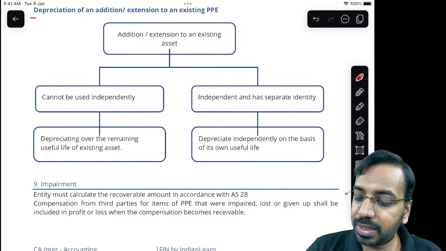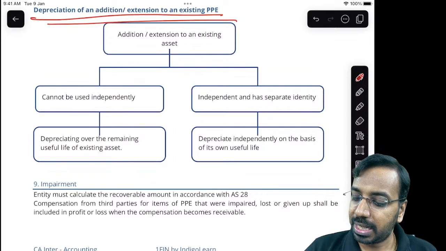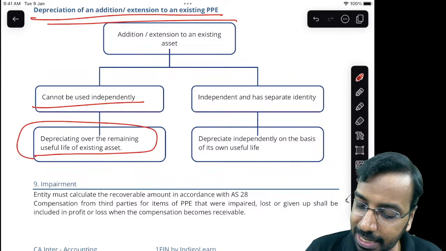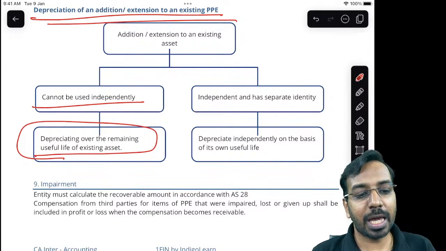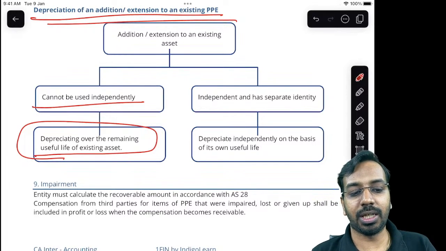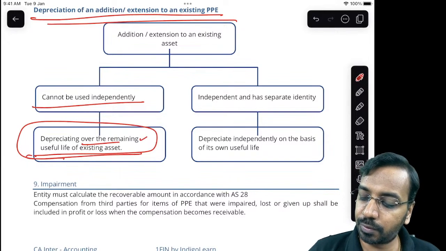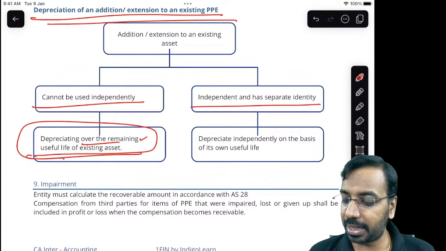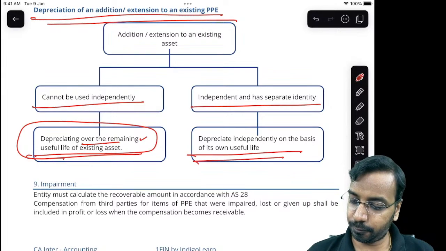Now, if there are additions or extensions to an existing PPE, how do we charge depreciation? If it cannot be used independently, you will use the existing asset and that life and you will depreciate it. For example, there is a spare part for a machine. That spare part can be used only for that machine. Then in that case, you will charge depreciation over the remaining useful life of the existing asset. But if it is an independent asset which can be used separately, then you will charge depreciation based on its own life.